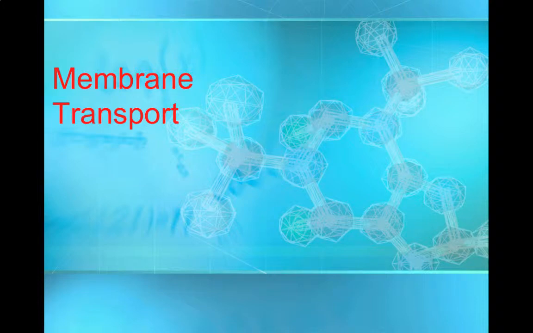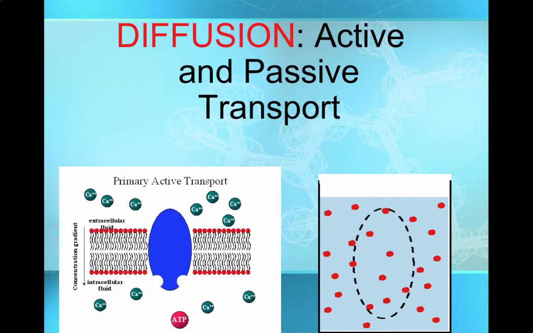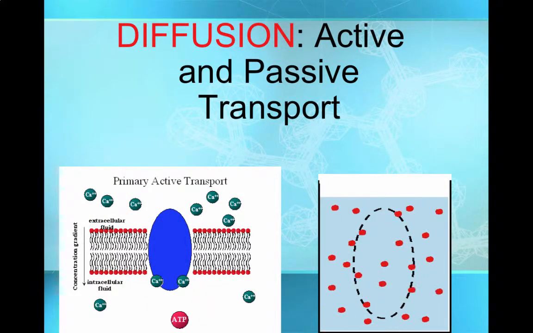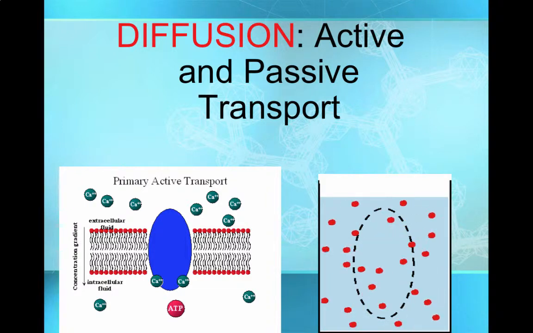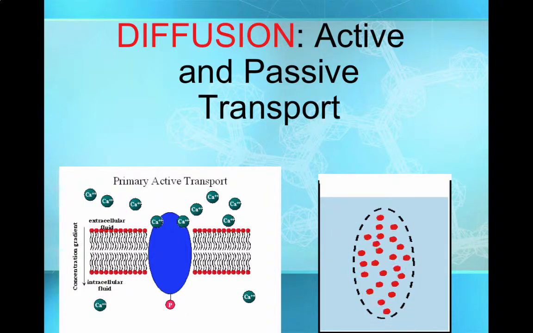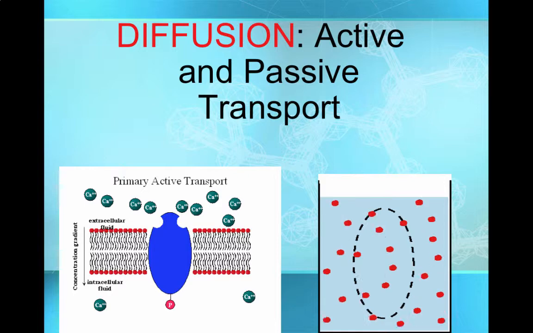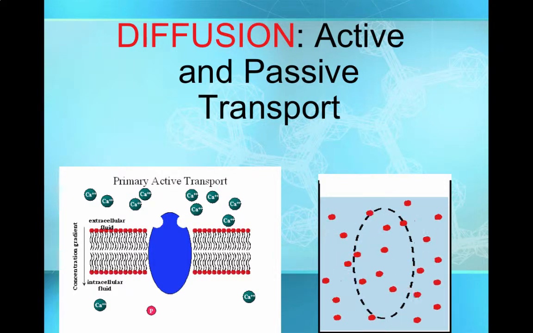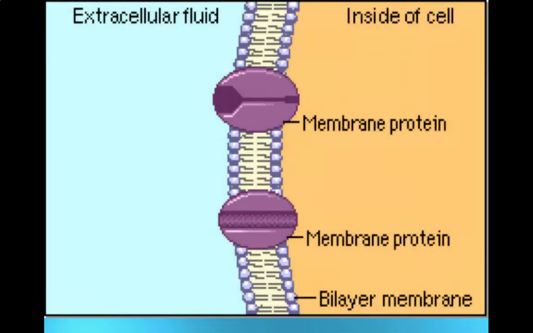Now, particles have to be able to get in and out of the cell membrane. That's why it's composed the way it is, so that particles can get in and out. There are several types of transport that we're going to be talking about as we move forward. So diffusion is the process of getting particles like calcium and potassium across the membrane. And there are two types of diffusion, or two types of transport. We have active and passive.